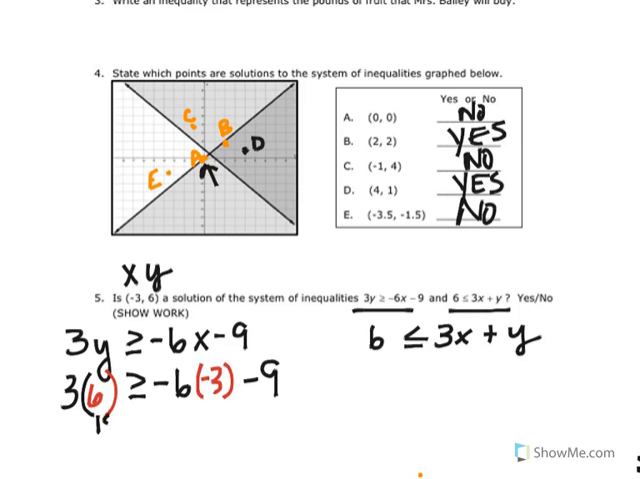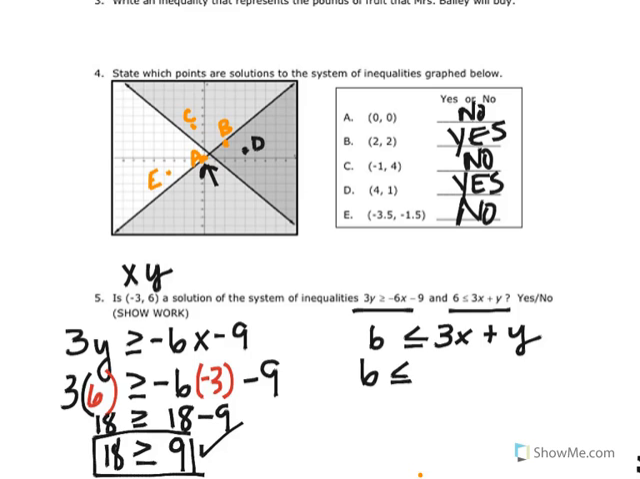3 times 6 is 18, greater than or equal to. So let's see, negative 6 times negative 3 is positive 18 minus 9. So we have 18 is greater than or equal to 9. Is the number 18 greater than or equal to 9? Yes, it is. It's greater than 9. So that one works. Now let's try this other one.